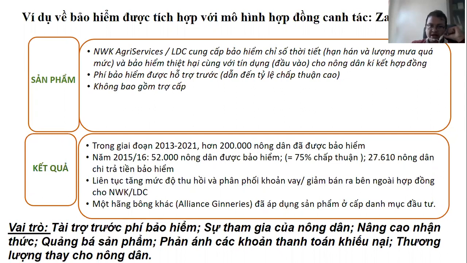Of course, the contract farming companies are playing quite many roles here in terms of premium pre-financing, probably the most crucial role, in terms of enrolling farmers, awareness raising, promoting the product, and also in reflecting the claims payouts to the farmers. When a payout is made, it's actually made to the company, and then the company reflects that payout to the farmers. It also plays a role in negotiating the product structure, design and pricing on behalf of the farmers.